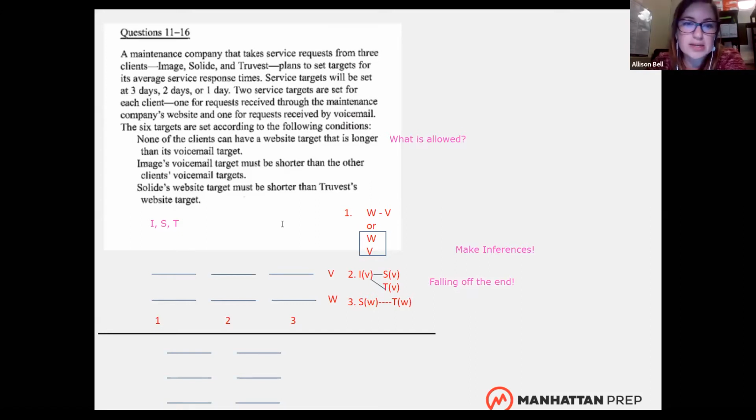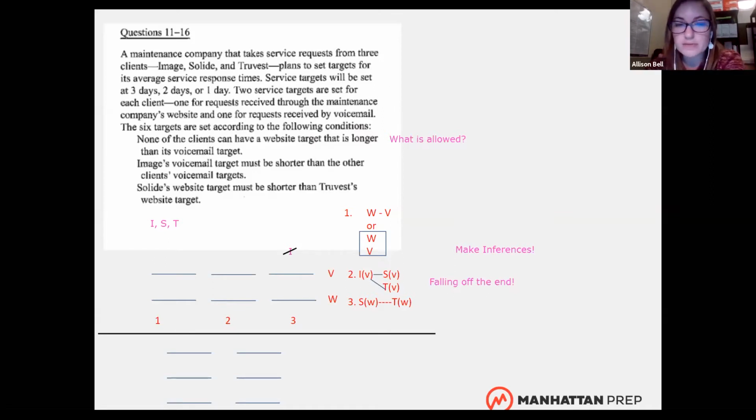So what this means is I think about the extremes of my diagram. If I has to have a couple of things following it, well, what would happen if I put I's voicemail target right here? Then S and T would have to come after I, but there's no room for them, so they would fall off the end of the board game. That means that I just can't go there. It's not possible to have it there because it would break the rule. So I'm going to notate that before I even start the questions by crossing off I.